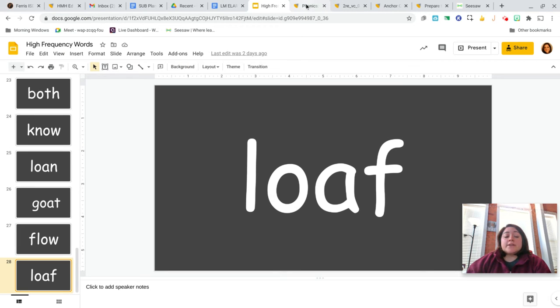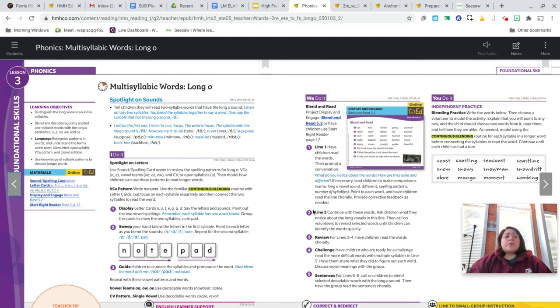So we are going to go ahead and move on. We are going to be working on multisyllabic words with the long O spelling pattern. It says here, listen as I say two syllables, and you'll blend the syllables together to say a word. Then say the syllable that has the long O sound. I'll do the first one.